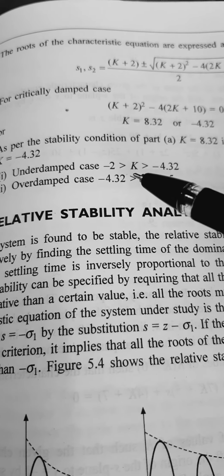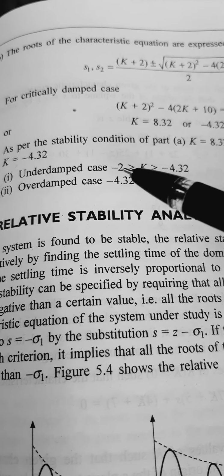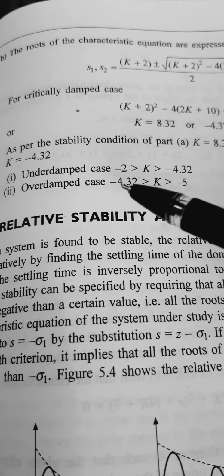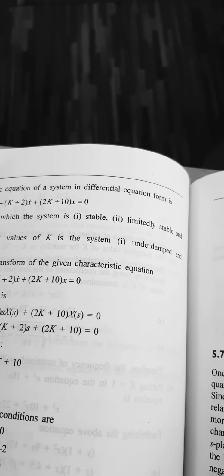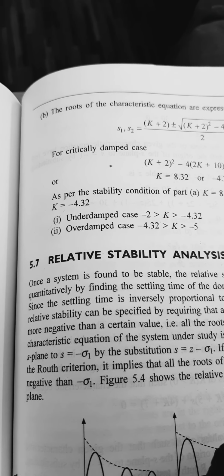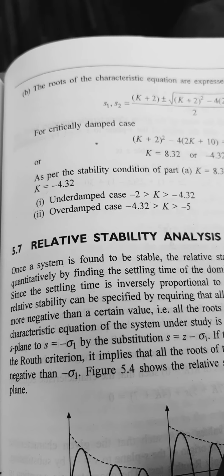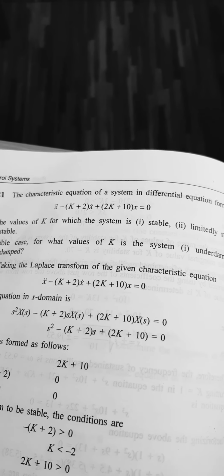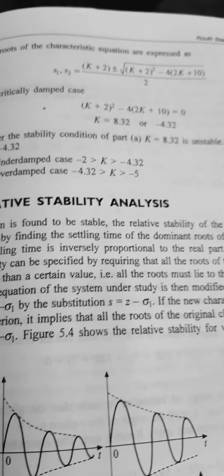So underdamped cases, you can see that k is between minus 4.32 and minus 2. And overdamped cases, k is between minus 4.32 and minus 5. Okay, so yes, you can understand that.